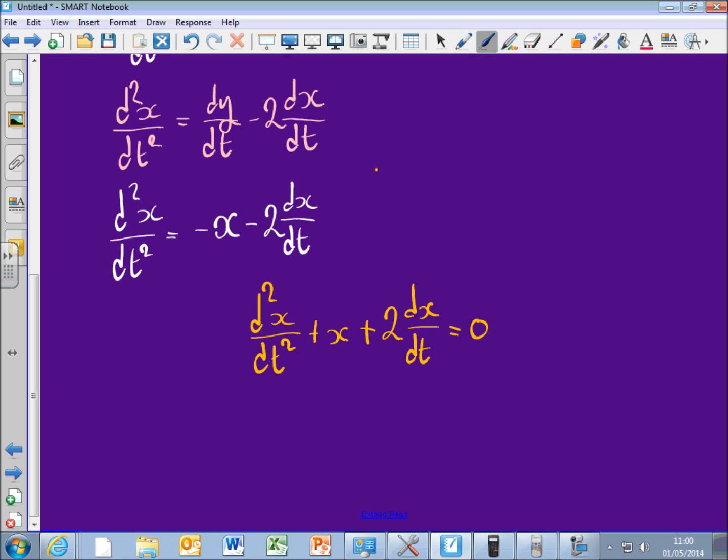This is usually the first part of a question, so show that it can be written like that, and then the next part would be, now solve it. You solve it using, it's a second order one, so it'd be like an auxiliary equation sort of thing. Okay? With respect to t.